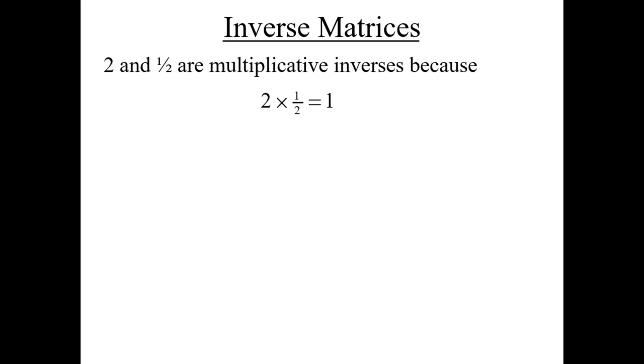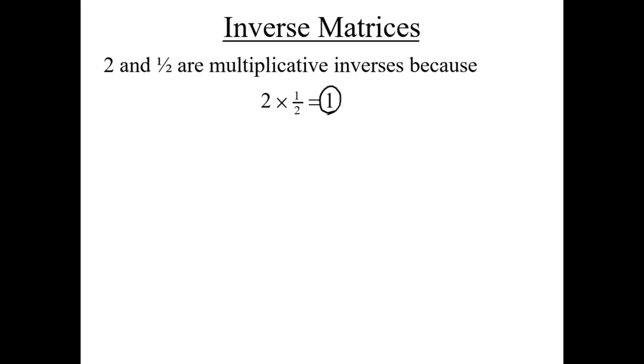So in this example, 2 and 1/2 are what we call multiplicative inverses. The reason is if we multiply them, they basically cancel each other out, and we're left with 1, which, by the way, we had a name for. That was called the identity. So 1 is the multiplicative identity when it comes to numbers. So inverses are two numbers that when you multiply them, you get 1, or you get the identity.